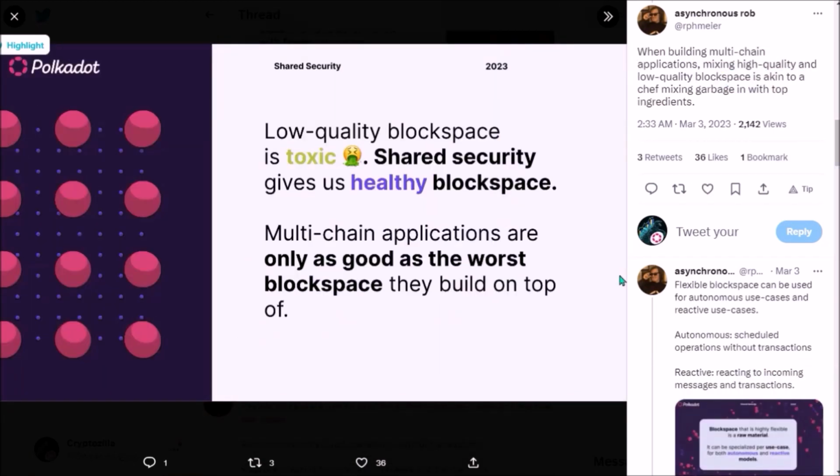Naturally, multi-chain dApp developers want to minimize risk to their users, meaning over time, once this block space model gets widely adopted, developers will only demand high quality, aka highly secure, available and flexible block space to deliver their end products on.